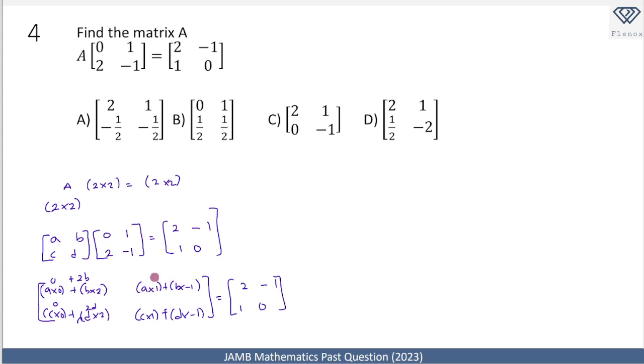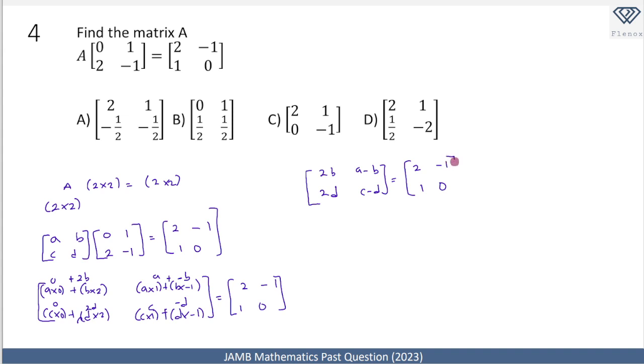Here we have A times 1, which is A. And in this second term, we have B times minus 1, which is minus B. And here we have C times 1, which is C. And we have D times minus 1, which is minus D. So we're writing that over here. Our element becomes 2B, 2D, A minus B, and C minus D must be equals to 2 minus 1, 1, 0.